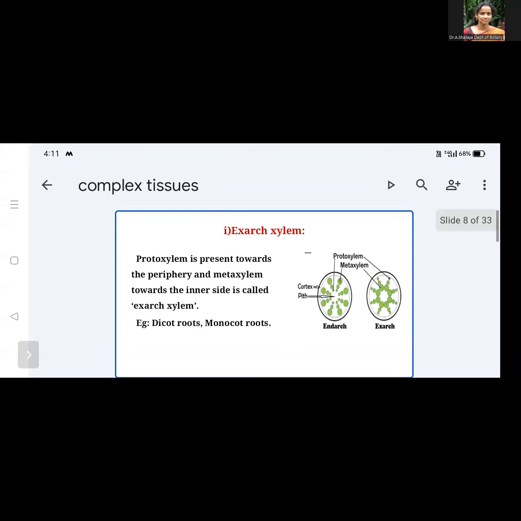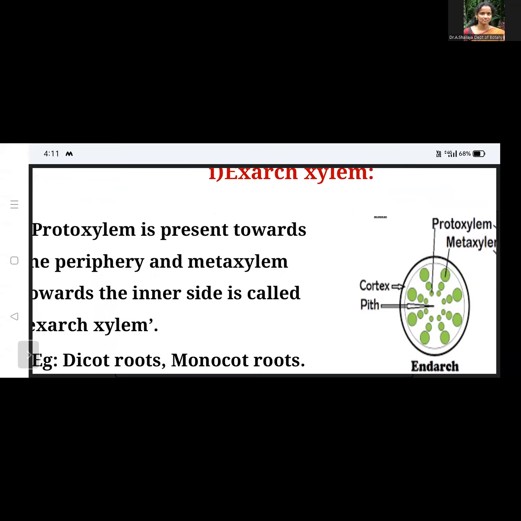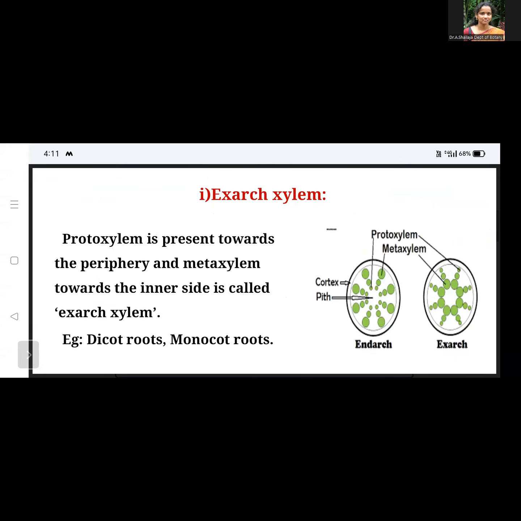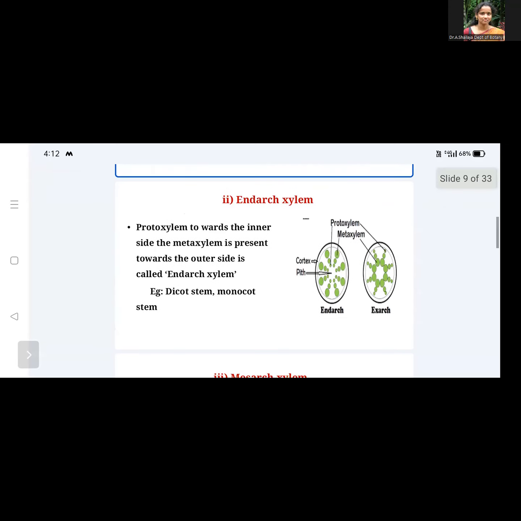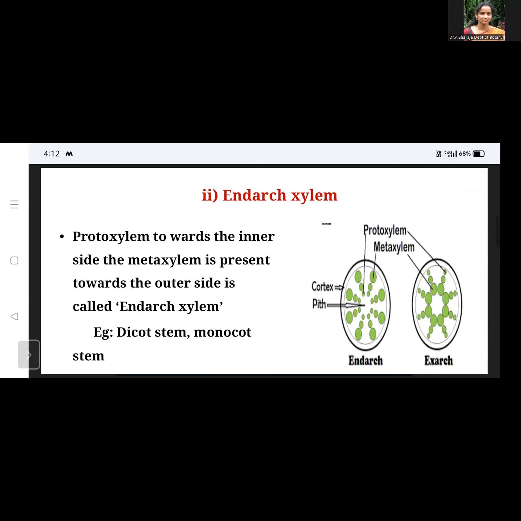See here, protoxylem and metaxylem. The first formed part is the protoxylem, and the later developed xylem is called metaxylem. Protoxylem is present towards the periphery and metaxylem towards the inner side. That is called exarch xylem. Examples are dicot roots and monocot roots. Next, endarch xylem. See here, in endarch xylem, protoxylem is towards the inner side.